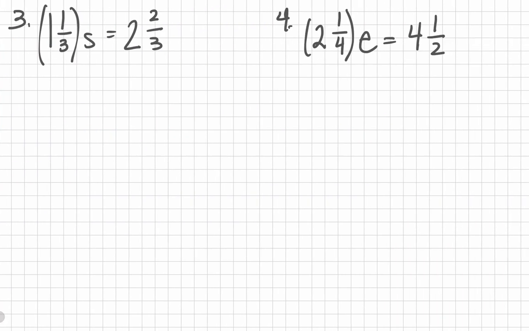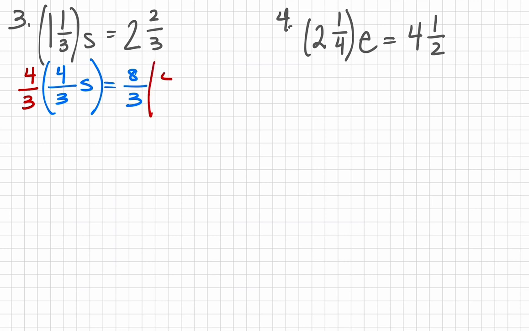For number 3, we have mixed fractions and some mixed fractions. I'm going to change them to improper fractions because that makes the math easier. So 3 times 1 is 3 plus 1 is 4. Another way to write that is 4/3 times s is equal to 3 times 2, which is 6, plus 2 is 8, 8/3. Now, to isolate the variable, I'm going to multiply by the inverse. So I'll make this red for this fraction. So I'm going to multiply this as well by 3/4.